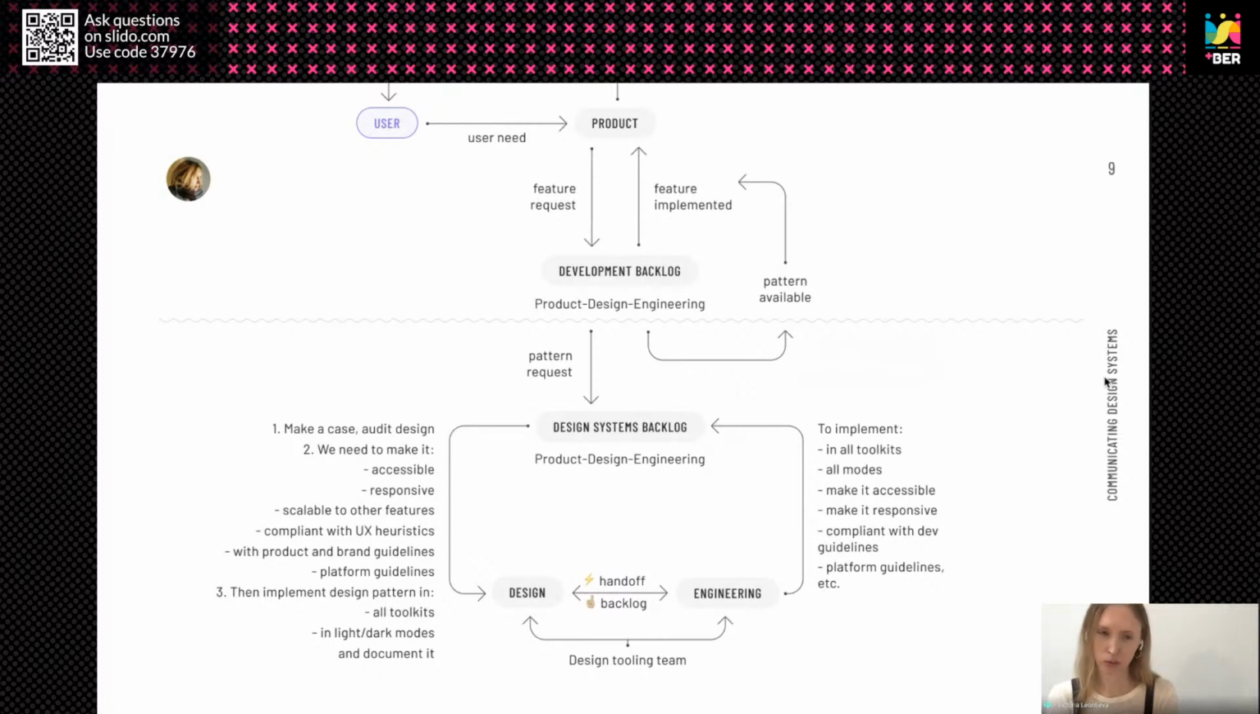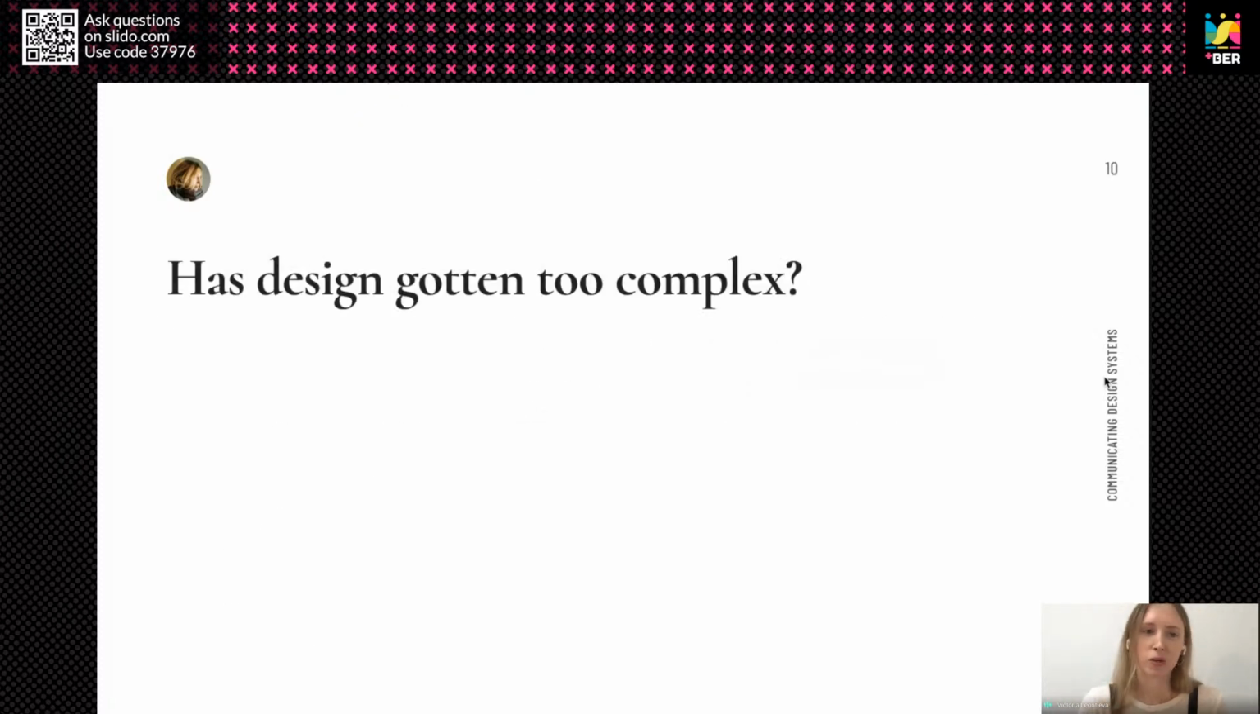So then design will hand it off to engineering, and they will have to mirror the same process. They have to implement it in all toolkits, all modes, make it accessible, make it responsive, compliant with dev guidelines, platform guidelines, etc., etc. And there's also a design systems tooling team that could be wedged in between those that supports design, but also is sourced from engineering. And so the question is, has design gotten too complex?